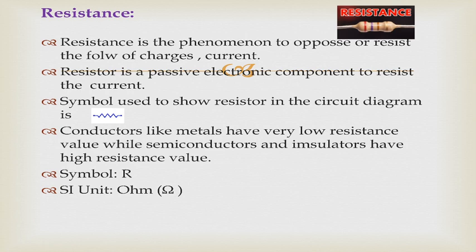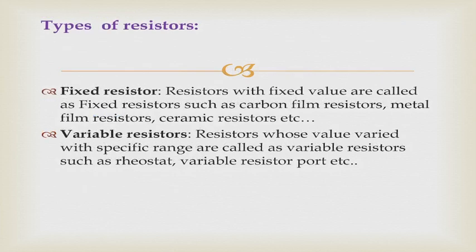Resistance, as the term represents, is opposition or resistance to the flow of charges, hence current. It is a passive component, and generally the symbol used is triangular shaped. Conductors like metals have very low resistance values, while semiconductors and insulators have high resistance values. It is represented by R and the unit is ohm.